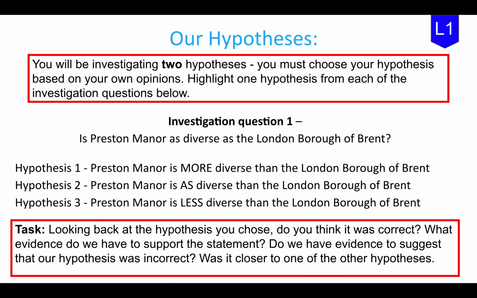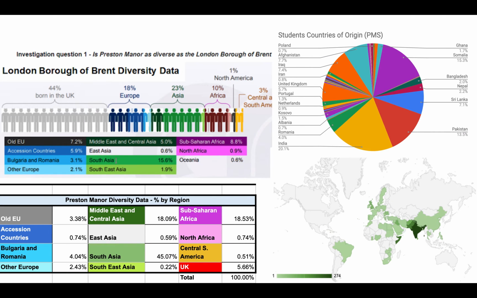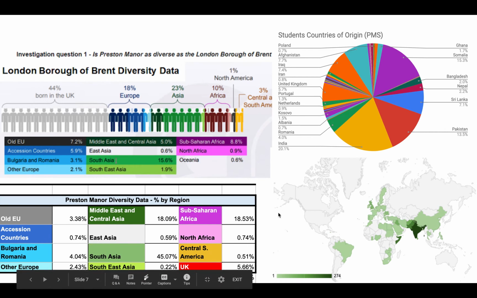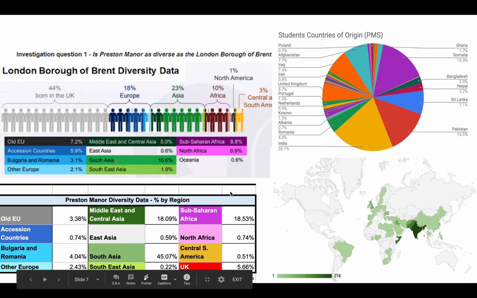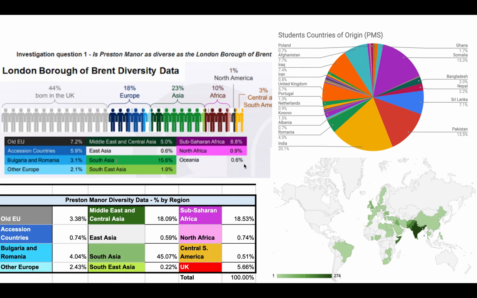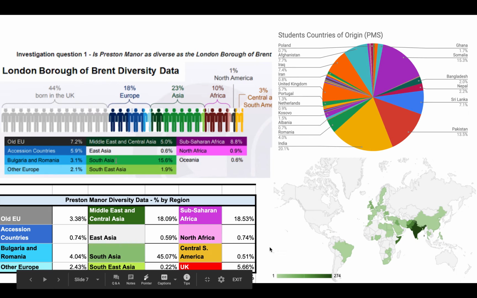Let's have a look at those graphs collected in relation to Brent's diversity and Preston Manor's diversity. Our Brent diversity data was this stuff up here, okay? It came from a secondary source, which is a report on diversity published by Brent Council, and this is our calculated information from secondary data from our student information management system. And so, although we do represent almost all the same places as Brent, with a notable exception of Oceania, we don't represent them in the same proportions.